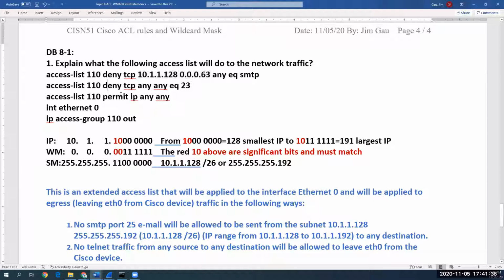Second line is more straightforward. You say deny TCP from any source to any destination, as long as it equals port 23, which is telnet. And then the third line, we say, hey, we have to deny the rest, so we permit IP any any. So as long as you don't go out SMTP from that section of the IP, and you do not go out to telnet, you're okay. You will hit the third line to get a permit.